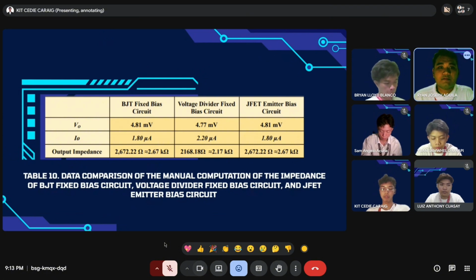Here, the voltage divider circuit again stands out, having the lowest output impedance at approximately 2.17 kilo ohms. This means it can drive loads more effectively. In contrast, both the BJT fixed bias and JFET circuits have higher output impedance at around 2.67 kilo ohms. Overall, this confirms that the voltage divider bias circuit offers better current delivery and improved performance when driving a load. Next slide, please.